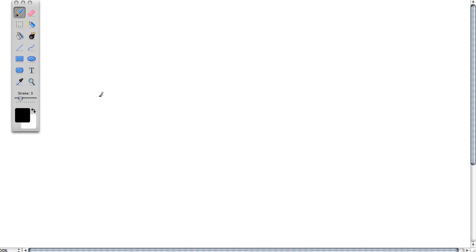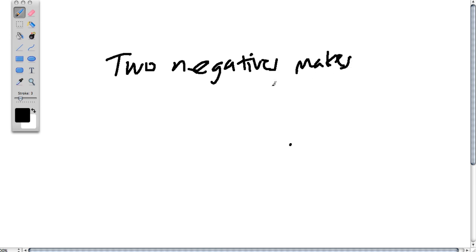I still don't understand the two negatives makes a positive thing. So two negatives makes a positive. Okay, so we should change our language a little bit here. Two negatives make a positive.